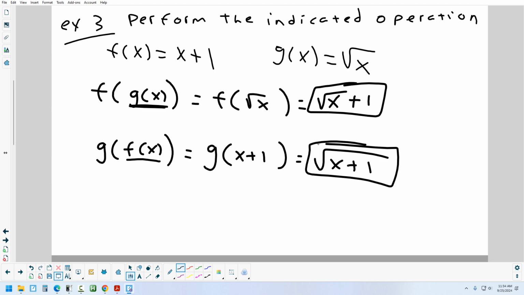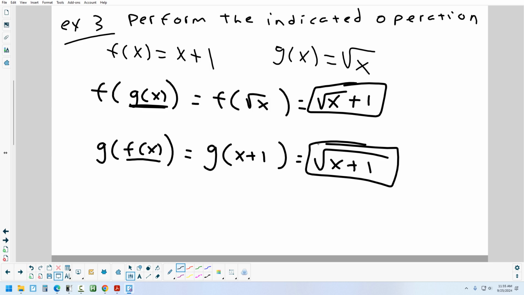Okay, f of g and g of f look similar, but notice they're not exactly the same. One of them has a plus 1 on the inside, one has a plus 1 on the outside. So they are a little different. All right, so any questions on that composition?